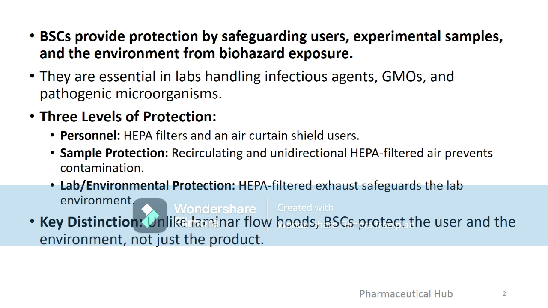3 levels of protection: Personnel protection. HEPA filters and an air curtain shield the user. Sample protection. Recirculating and unidirectional HEPA filtered air prevents contamination. Lab environmental protection. HEPA filtered exhaust safeguards the lab environment. Key distinction. Unlike laminar flow hoods, BSCs protect the user and the environment, not just the product.